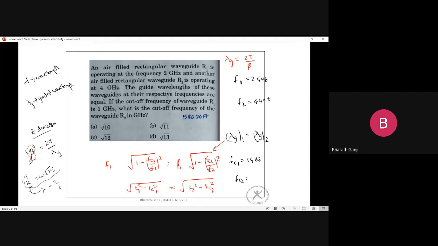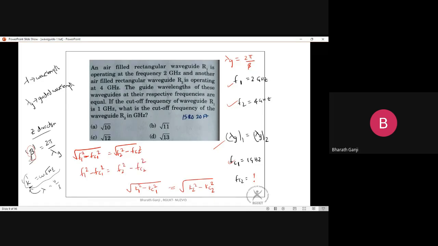So what they have given: f1 is given and f2 is given, and fc1 is also given. They're basically asking you what is fc2. Of course, I can take this f1 also inside and write square root of f1 square minus fc1 square is equal to square root of f2 square minus fc2 square. So if I take the square on both sides, I end up with f1 square minus fc1 square is equal to f2 square minus fc2 square.